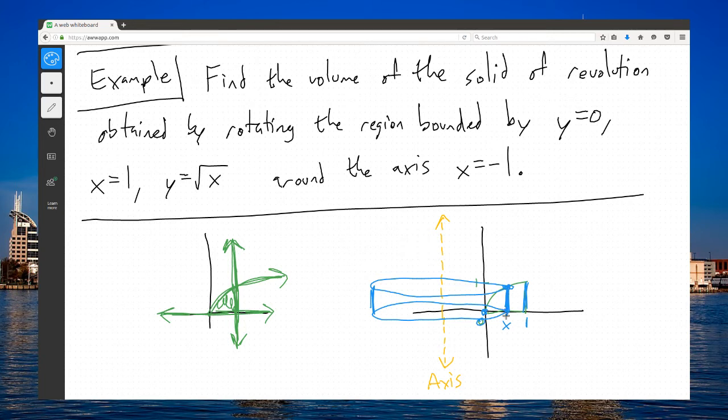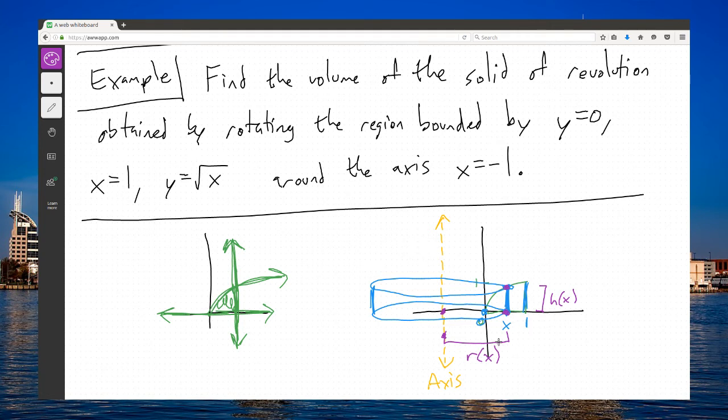So we need to determine two pieces of information about the cylindrical shell. We need to know the height of that cylindrical shell. So here's the height. We also need to know the radius, the distance from the axis out to the x value. So there's my height from top to bottom here. The radius is the distance from the axis to the x value.